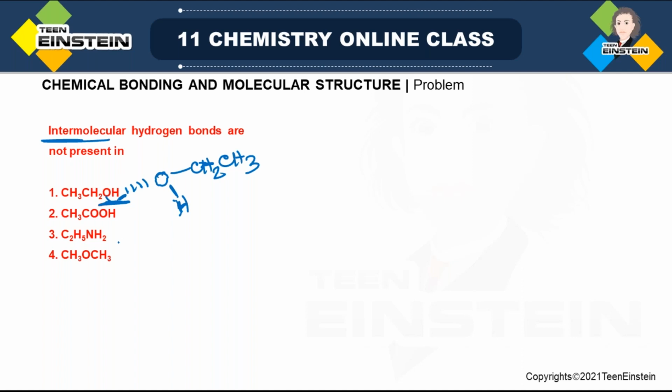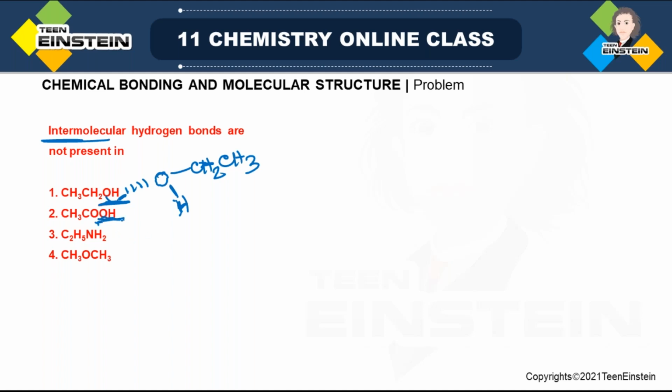Now come to the second one. Basically you don't have to draw the picture. I'm just drawing it so that you can understand better. You just have to check whether the hydrogen atom is directly attached to an electronegative atom like oxygen or nitrogen or fluorine. If it is directly attached, then only they will be capable of forming hydrogen bonds.